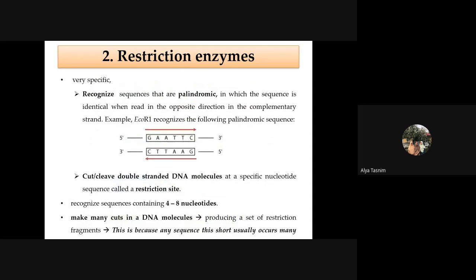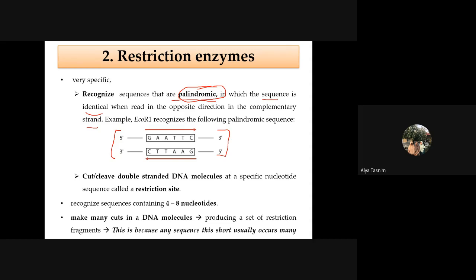Okay, so restriction enzymes are very specific. Every restriction enzyme you extract from different bacteria will recognize its restriction site. What is the characteristic of the restriction site? They are palindromic. What is palindromic? The sequence is identical when read in the opposite direction in the complementary strand. So these two DNA strands have the same DNA sequence read in the opposite direction. GAATTC, bawah pun GAATTC. Itu yang kita namakan ni sebagai palindromic.